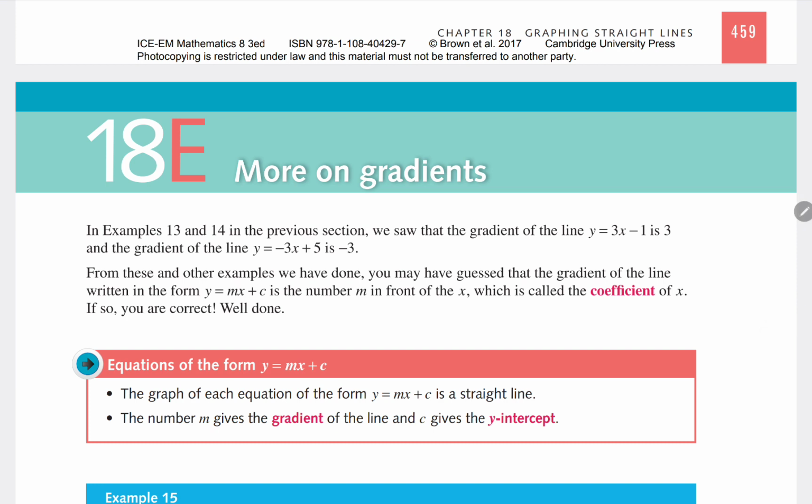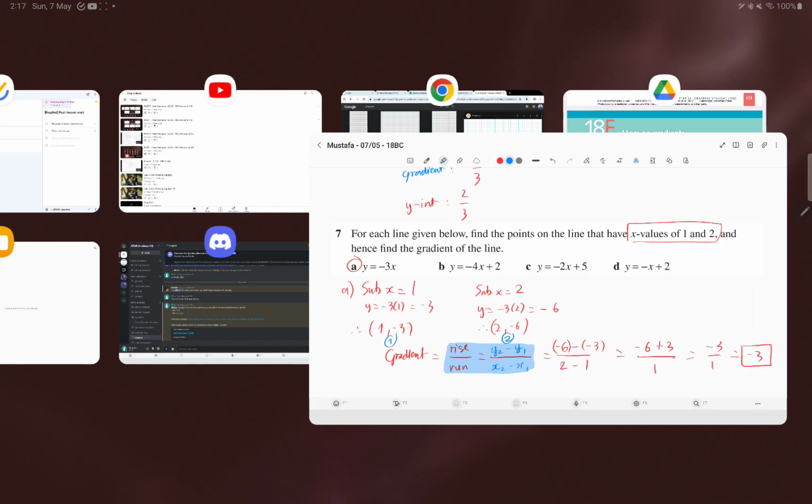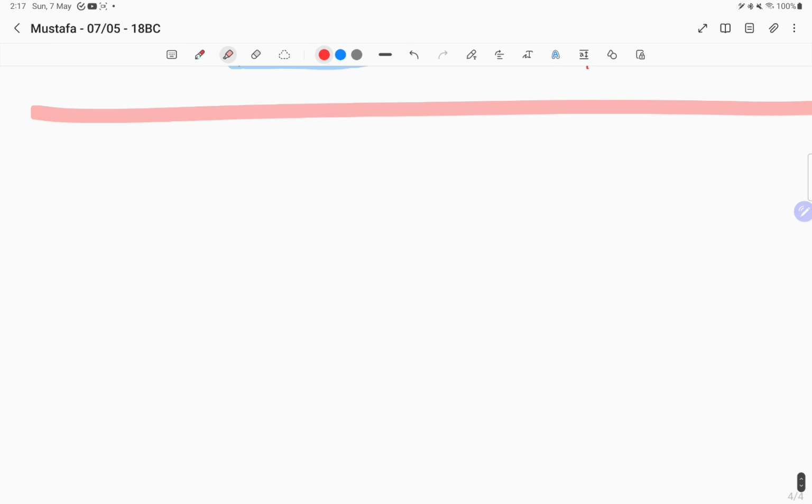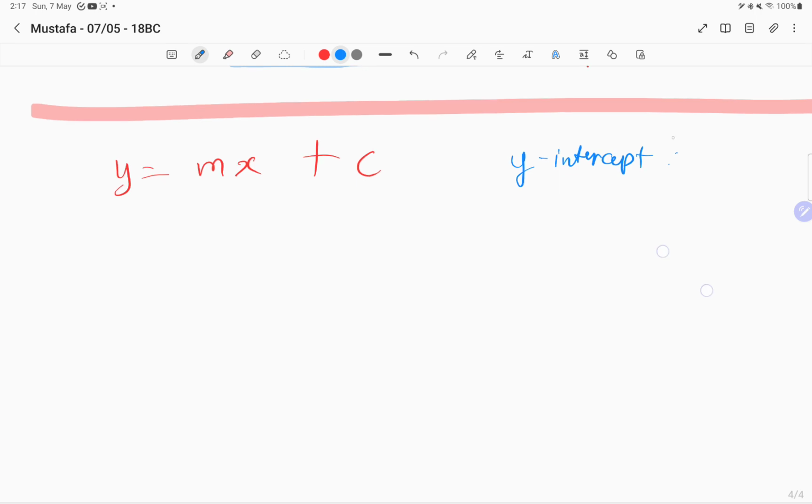Okay, so this chapter 18E is what I just went through with you, where it's of the form y equals mx plus c. M is the gradient, c is the y-intercept. Why is c the y-intercept? Can you reason why c is the y-intercept always? So what happens at the y-intercept? What does it mean? It's just where the y meets with x.